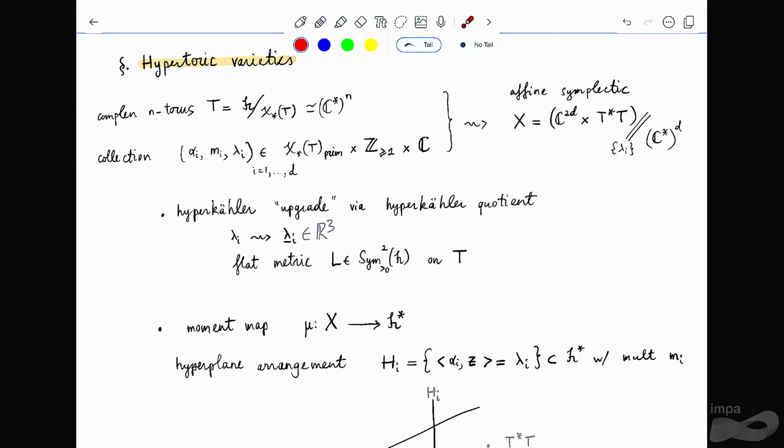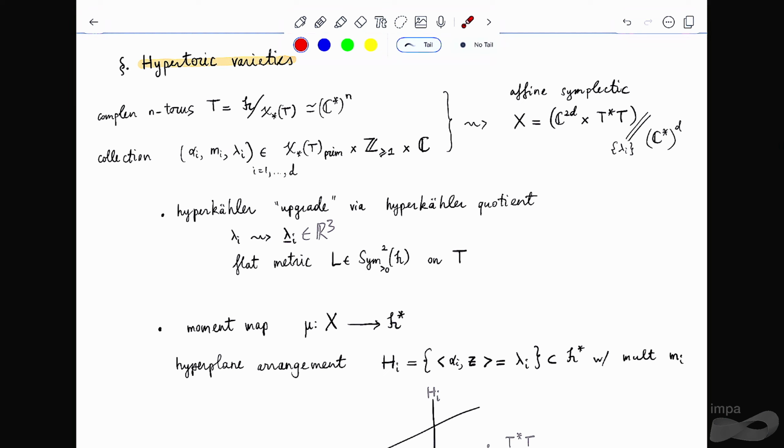symplectic side, we fix a complex torus written as the quotient of some complex vector space H modulo some rank n lattice, the co-character lattice of this torus. And then instead of having points in C, we now have some complex parameter lambda I, but each of them actually come with some discrete data.